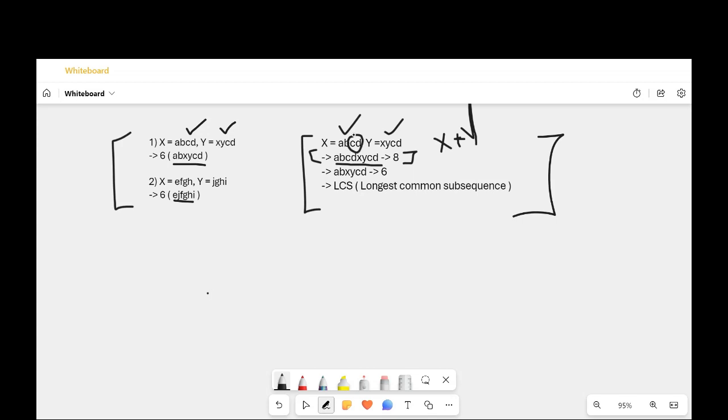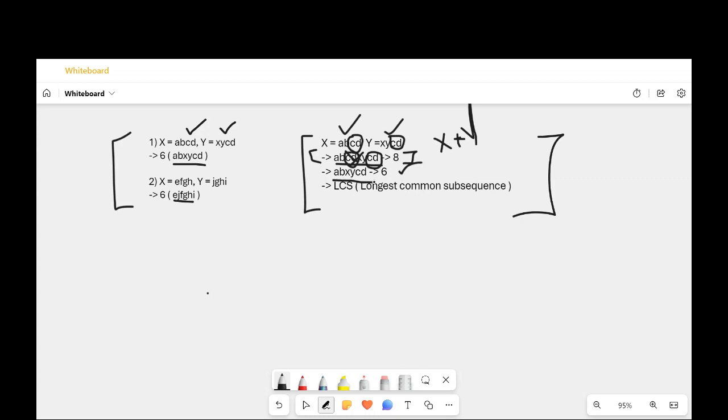So for example, we have c and d in both x and y strings, and in the answer string we have cd once and another instance of cd. So why do we have to consider it two times? If I eliminate cd over here, or eliminate the first cd that I have, what is the string that I will be receiving? I will receive ABXYCD.